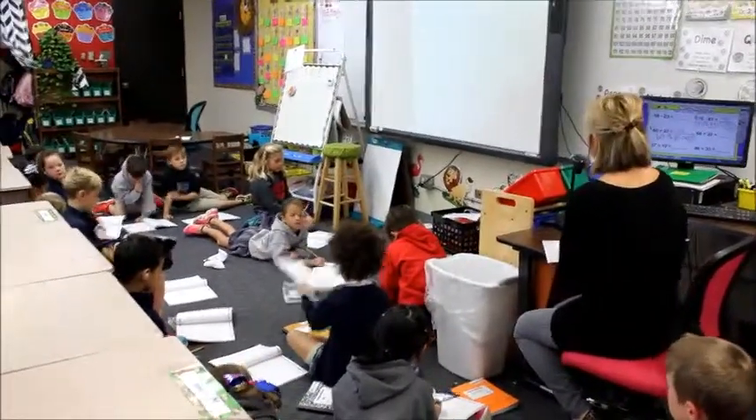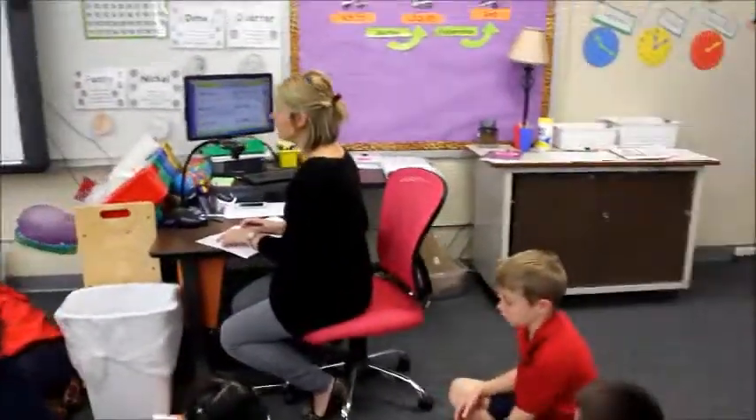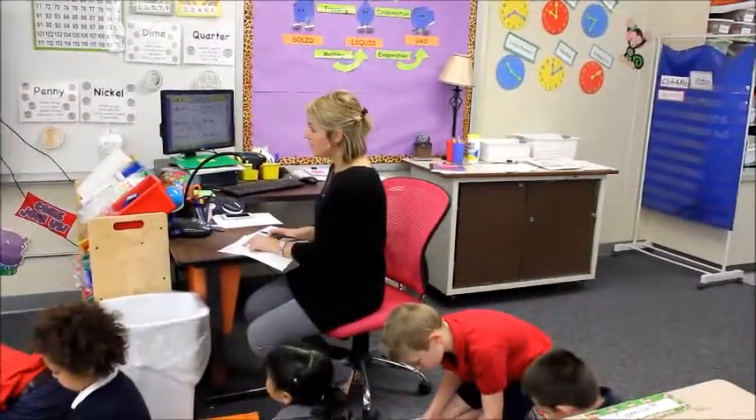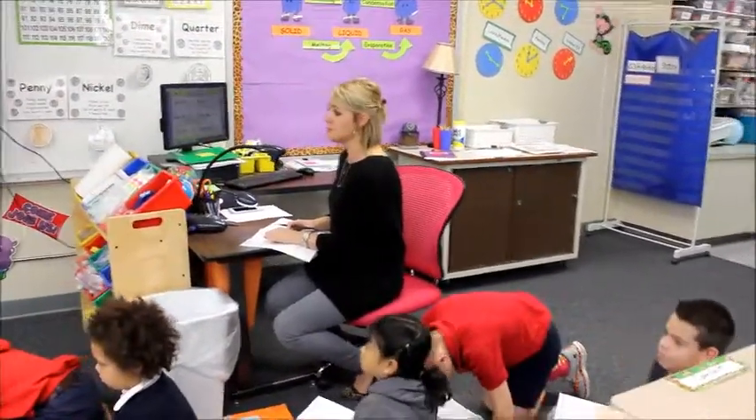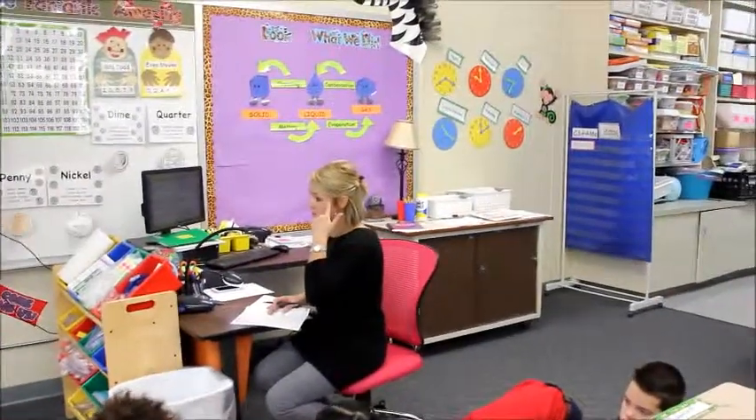Okay, we're going to do a few of these, and then we're going to break into our stations. You ready? Let's do A together. You can do arrow way, you can do number bonds, or you can do mental math. Some of these things you already know. What's mental math? Mental math means you're doing it in your head.